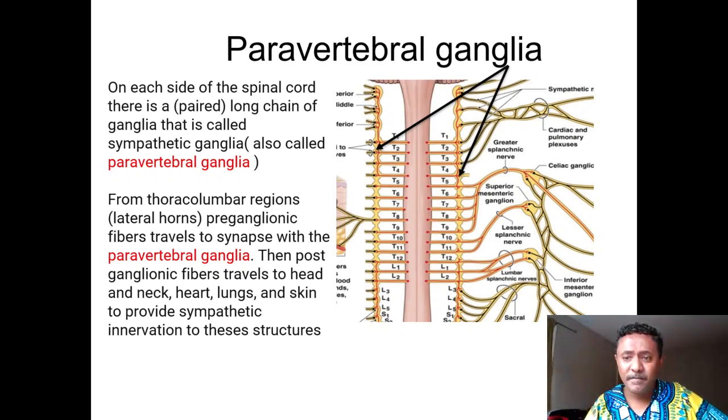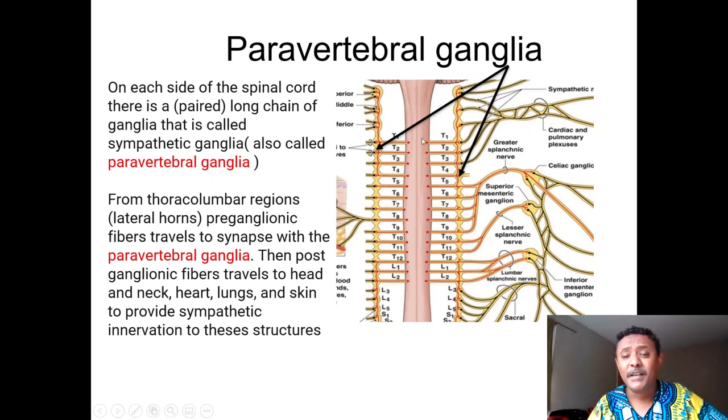What are these? Para-vertebral ganglia are these ganglia on each side of the spinal cord, right? So this is a ganglia, this is a ganglia, this is another one, this is a ganglia. These swellings, right? And it's paired, it's on each side, right? Good. Now, it's called sympathetic ganglia, sympathetic chain, sympathetic trunk, or para-vertebral ganglia.